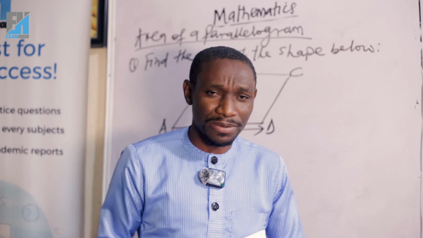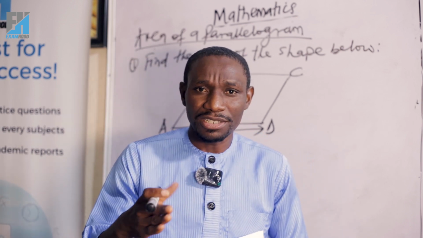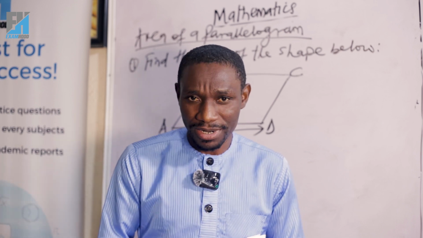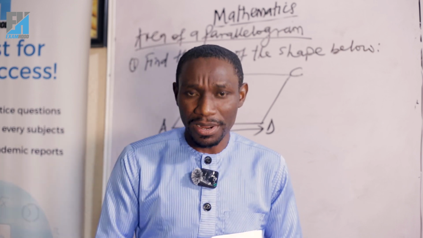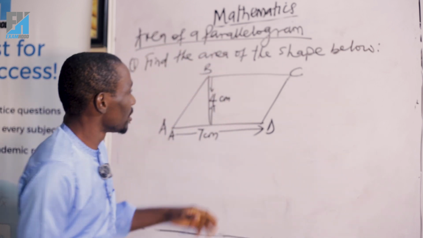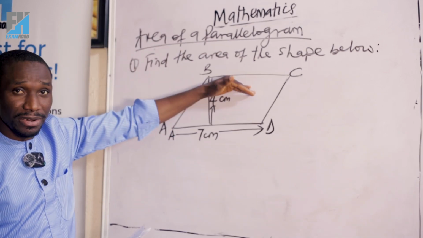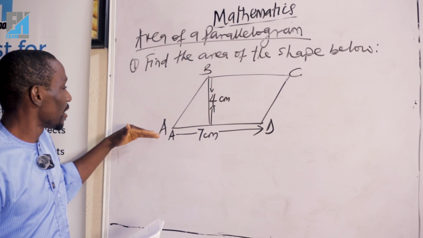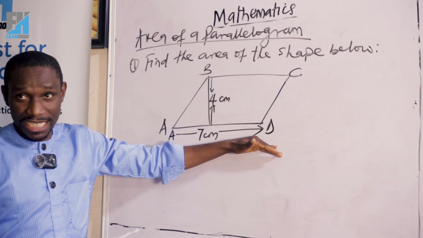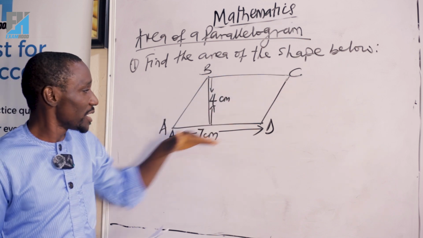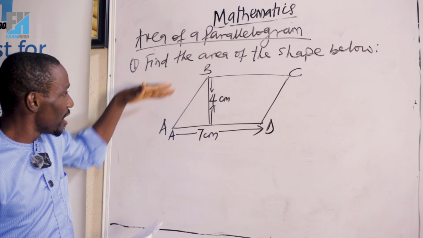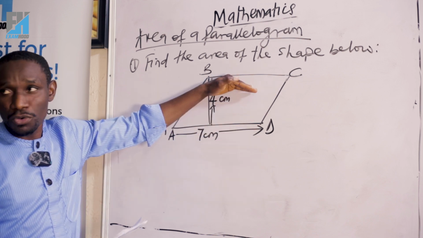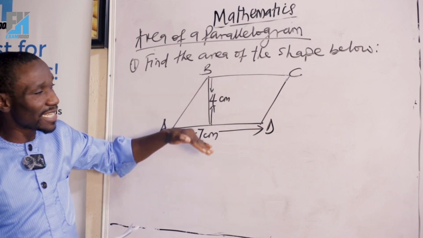What is a parallelogram? A parallelogram is a shape in which the opposite sides are parallel. If you look at this shape, this is a parallelogram. The two opposite sides, BC is parallel to AD, while AB is parallel to CD. So this is a typical parallelogram because the opposite sides are parallel.